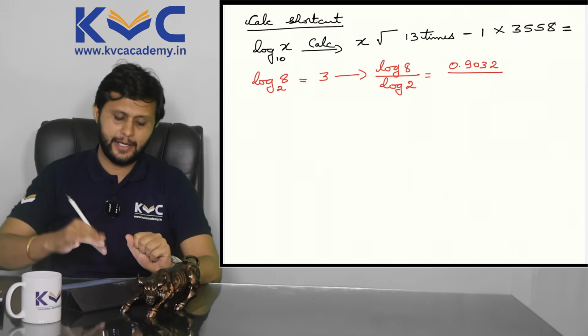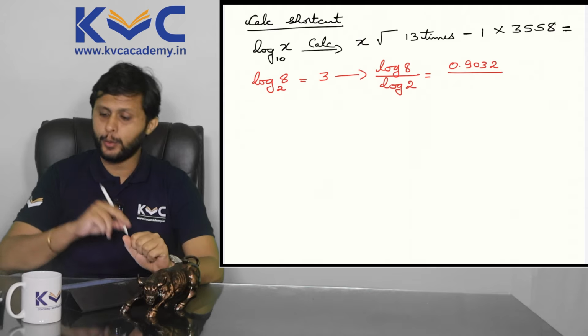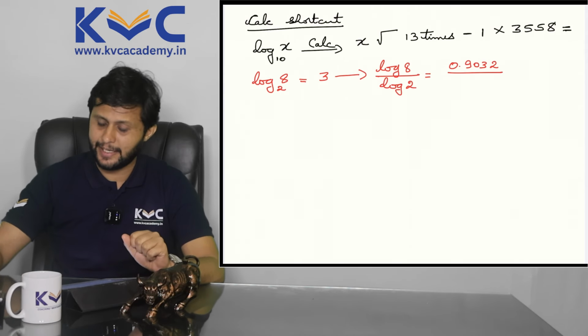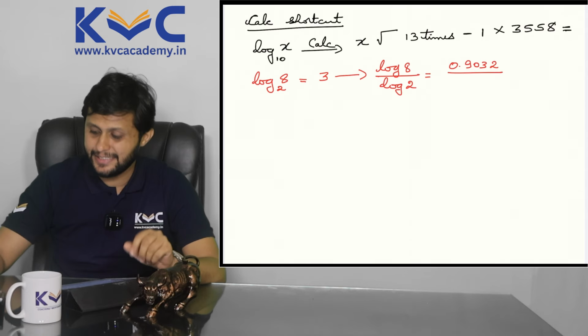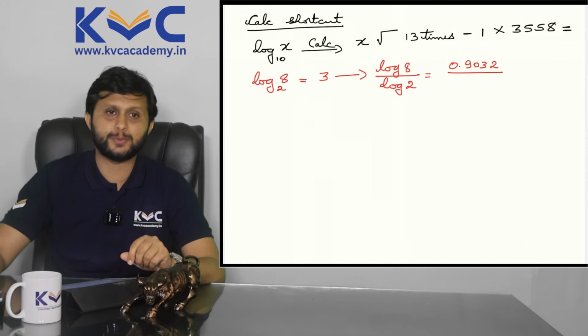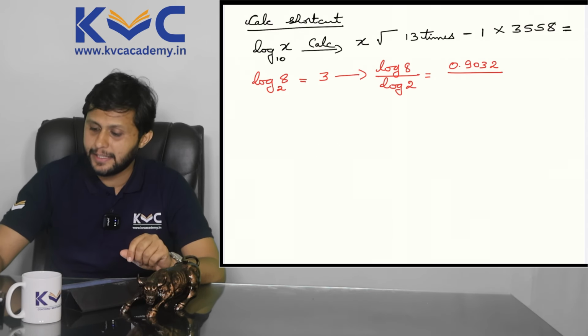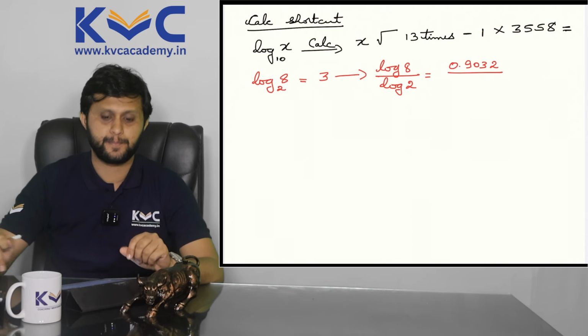Now separately I need to do log 2. Again, let me try it in the calculator. Press 2 in your calculator. Press square root 13 times: 1, 2, 3, 4, 5, 6, 7, 8, 9, 10, 11, 12, 13.